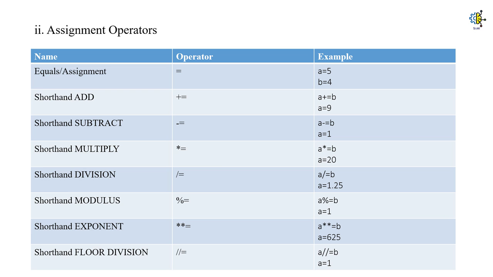If you do the shorthand exponent operator, you can raise the value of A to the value of B, and the subsequent result will be stored in A, as A is the left-hand operand. You can also use the shorthand floor division operator to do the floor division of A and B, which will result in 1, and this will be stored in the left-hand variable, which is A.